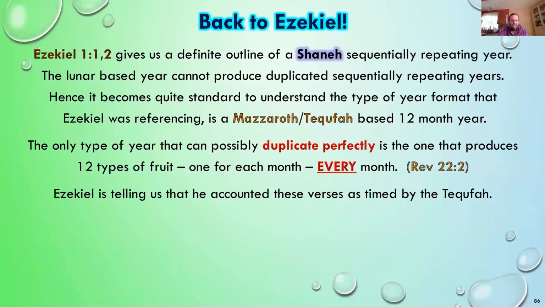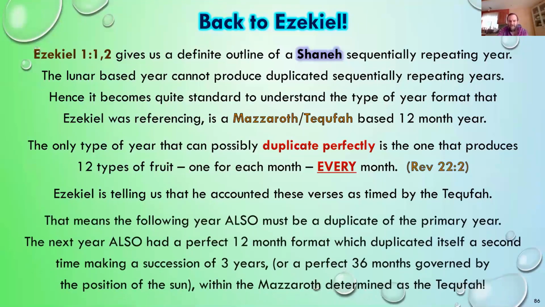The only type of year that can possibly duplicate perfectly is the one that produces 12 types of fruit, one for each month, every month. And that's referenced in Revelation 22:2. Ezekiel is telling us that he accounted those verses as timed by the Tequfah.